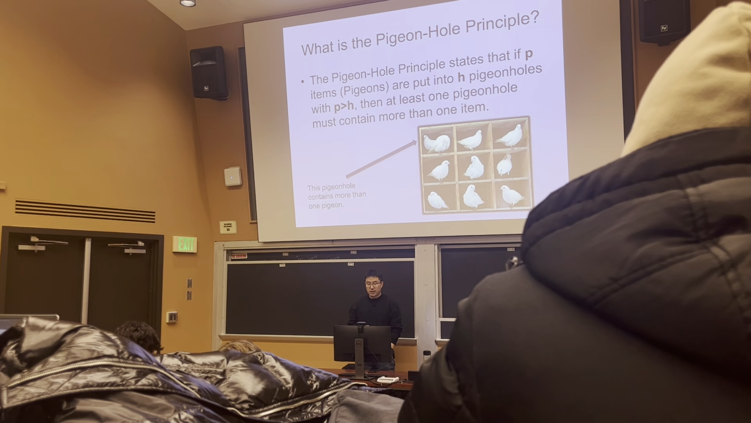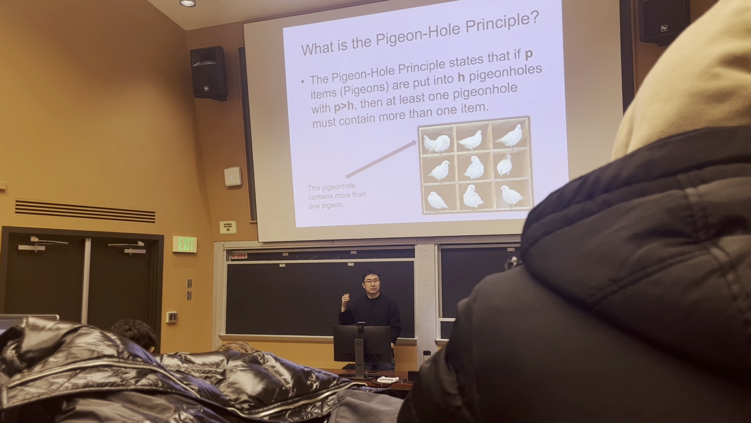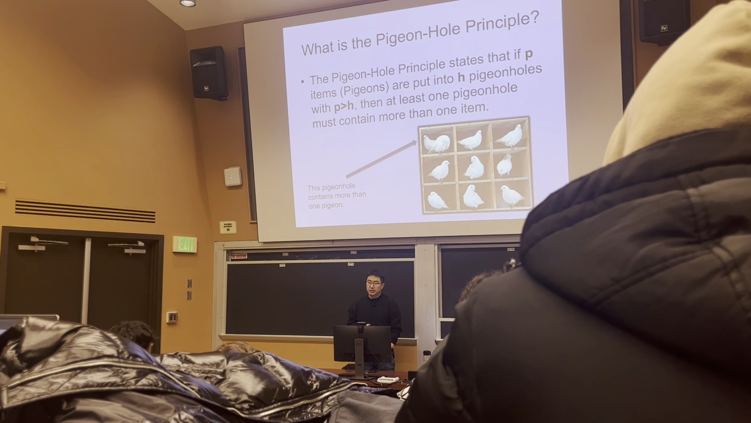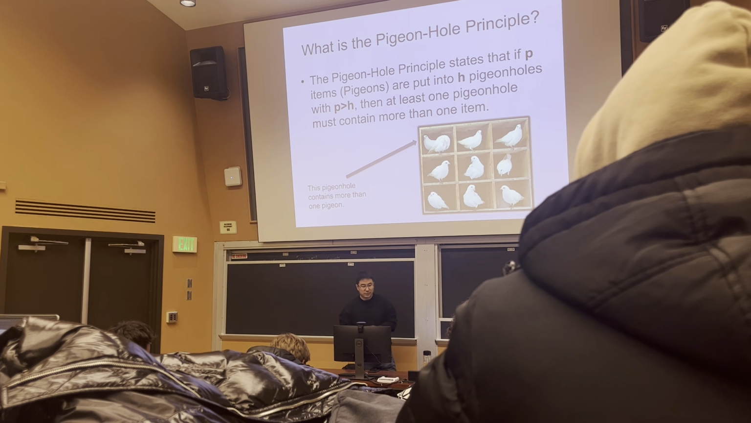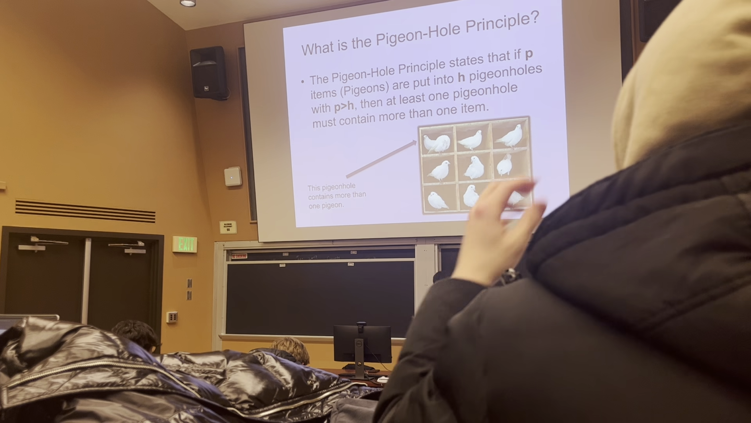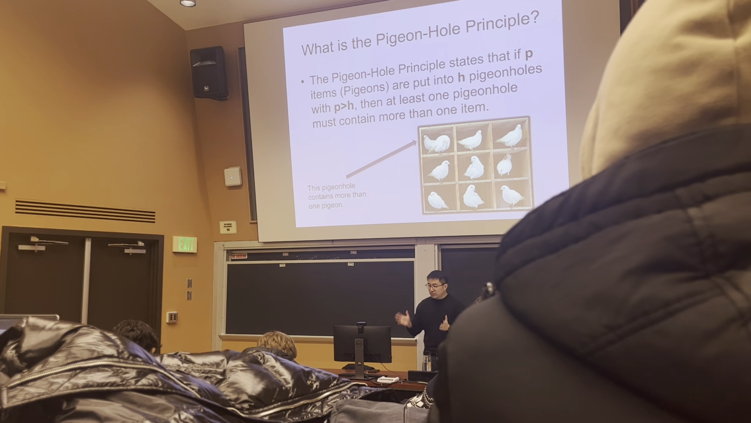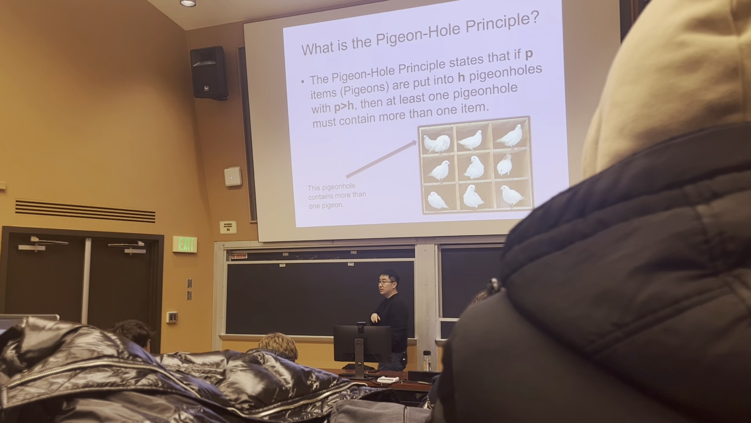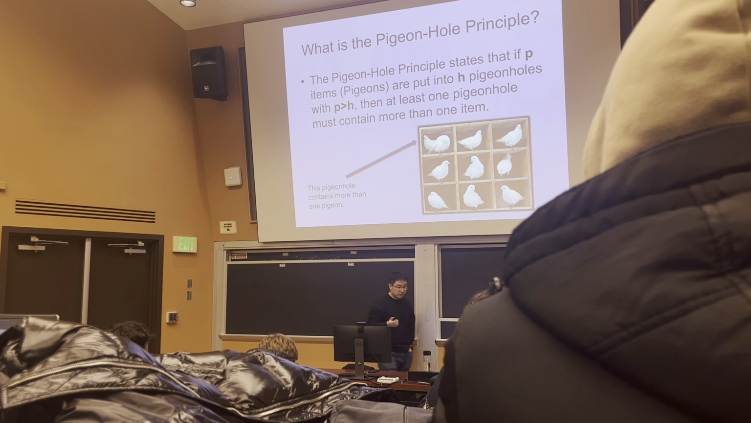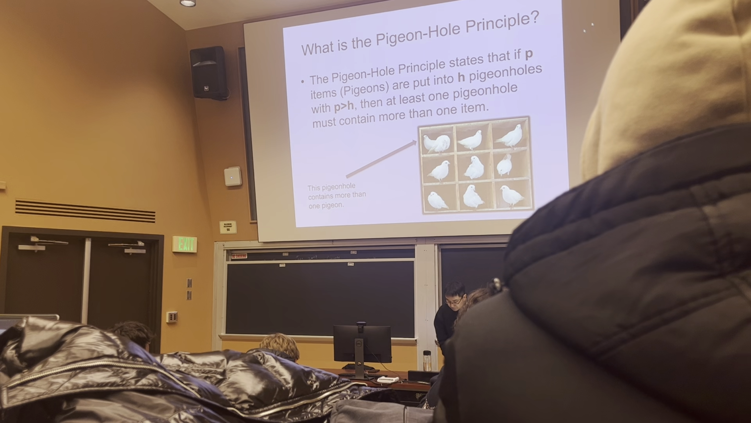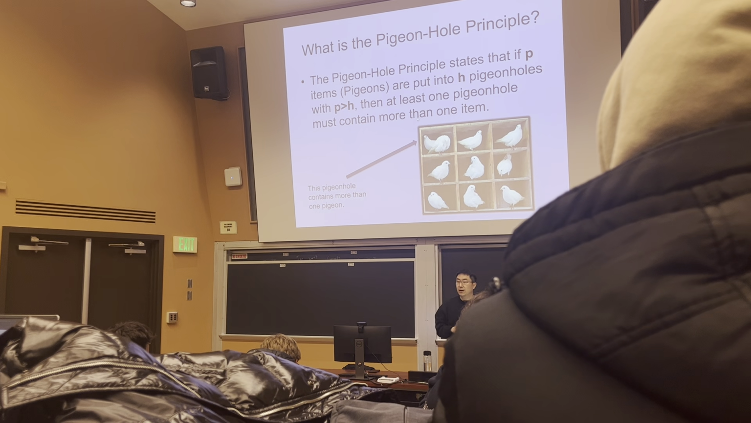So for instance, you say there are transitions maybe among 10 states, but I can prove that there must be more than 10 states, and then you can show that maybe 1 state must represent like 2 instantaneous descriptions or something. So this is the principle that we will revisit a few times. And the point is that if there are P items and you put them into H pigeonholes, then at least 1 pigeonhole must contain more than 1 item.